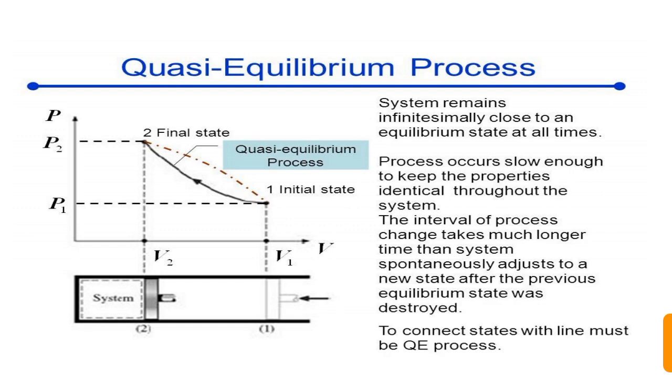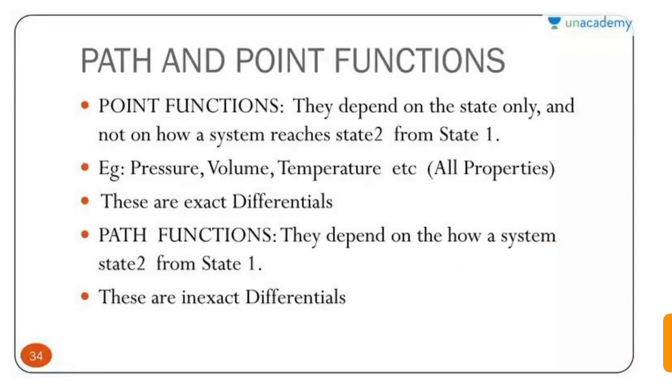The interval of process change takes much longer than the time the system needs to spontaneously adjust to a new state after the previous equilibrium state was destroyed. To connect states with a line, it must be a quasi-equilibrium process. So this is an example of a quasi-static process.